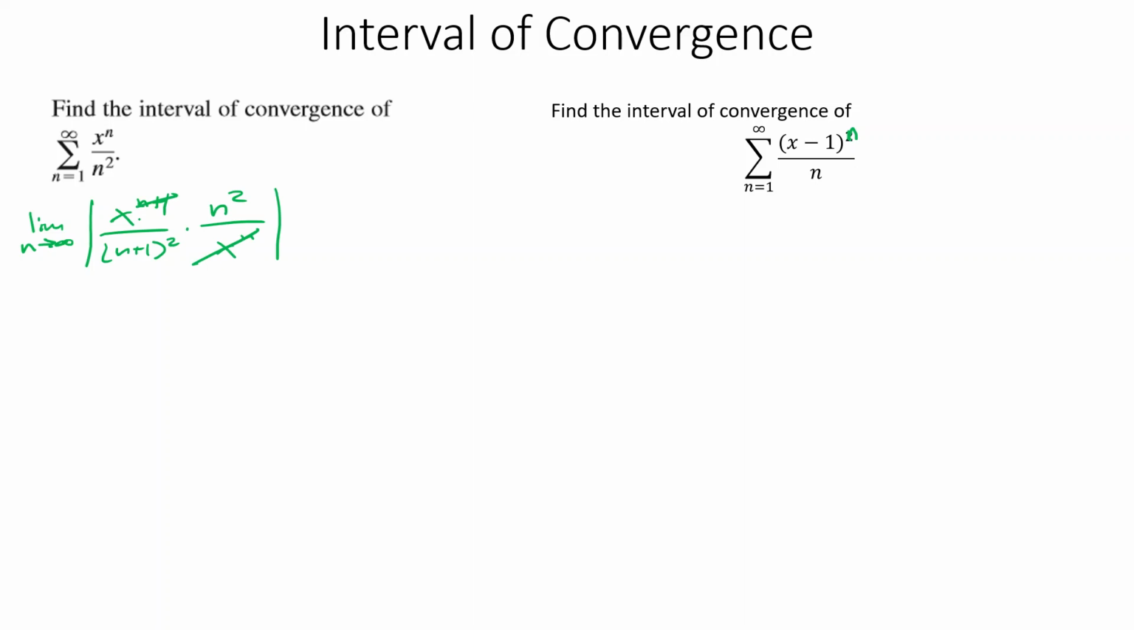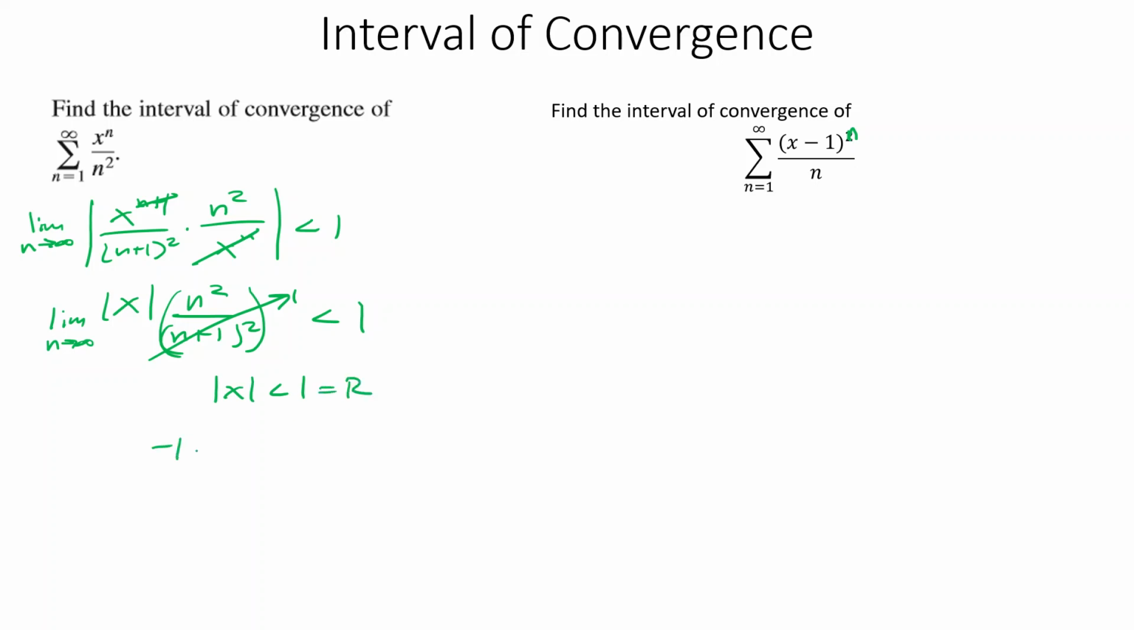x to the n cancels, leaves us with 1x here. And these guys, n squared over n plus 1 squared, as we go to infinity, again, we just look at the highest power on top and bottom, and this whole thing here just goes to 1. Right? n squared is the highest power on top, n squared is the highest power on the bottom. The coefficient for each of them is 1, so we get the absolute value of x is less than 1. So that means this is our radius right here. So we're going from -1 is less than x is less than 1.